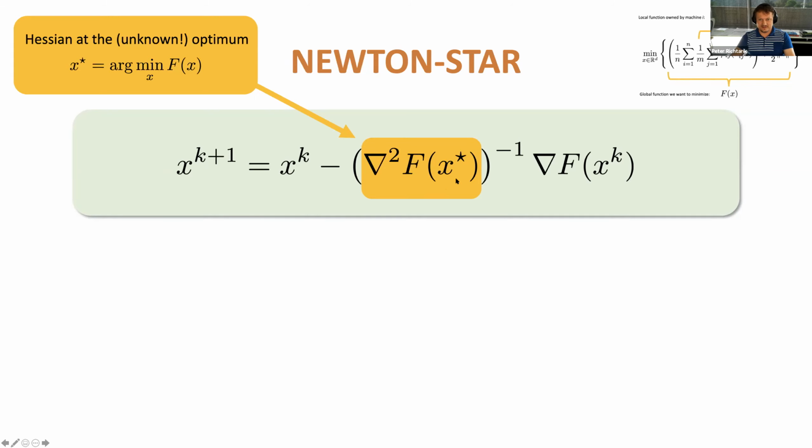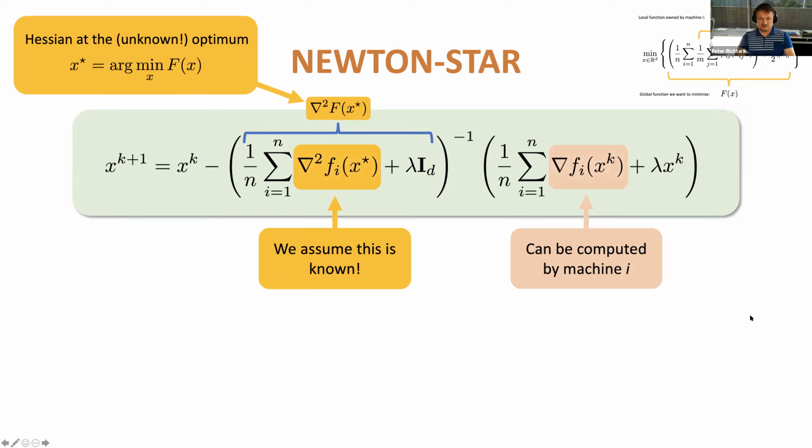Some magical fairy tells you this is the Hessian at the optimum. What if you had that information somehow without knowing the X star? Well, then you can run this method, which is a Newton type method where the Hessian never changes. What is the good thing about the Hessian never changing? Well, the good thing is that you don't have to communicate it, or you only communicate it once.